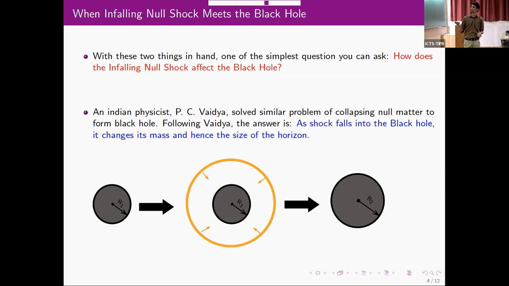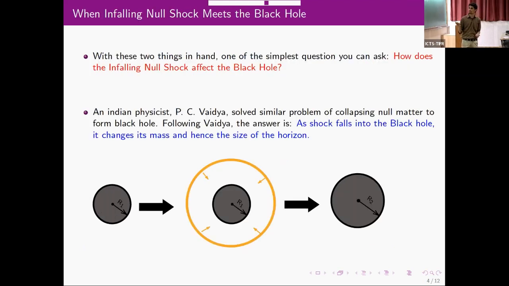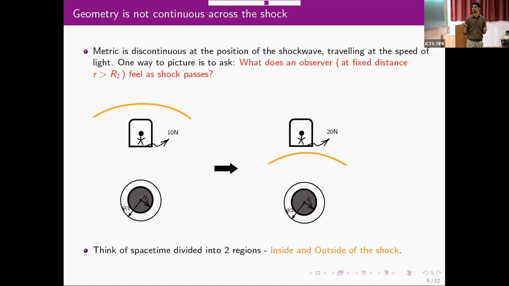So this is the picture we have. Also, one thing I want to point out about this picture is that in the resulting geometry, when the shock falls into the black hole and the mass of the black hole increases, the geometry is not continuous across the shock. There is a discontinuity in the metric, or the geometry, at the position of the shock, which you can picture in this way. You can ask what an observer at a fixed distance, sufficiently far away from the black hole, feels as the shock passes through. This is the diagrammatic way of answering this question.